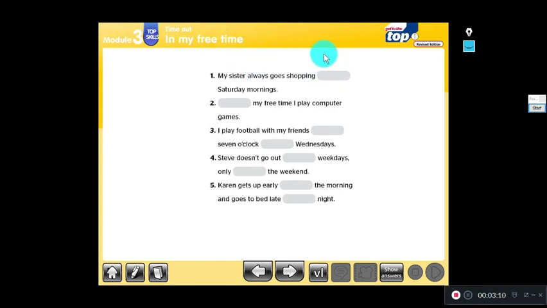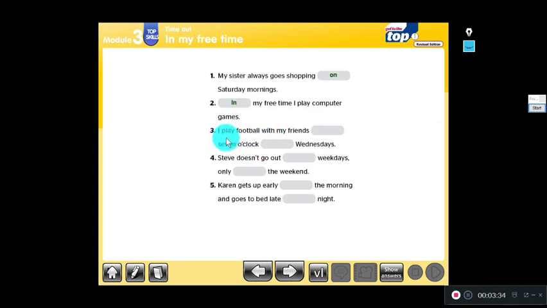Se usaba on. So we're going to have: my sister always goes shopping on Saturday mornings. My free time. ¿Cuál era la preposición de tiempo que se usaba con my free time? Tiempo libre. Era in. In my free time, I play computer games.